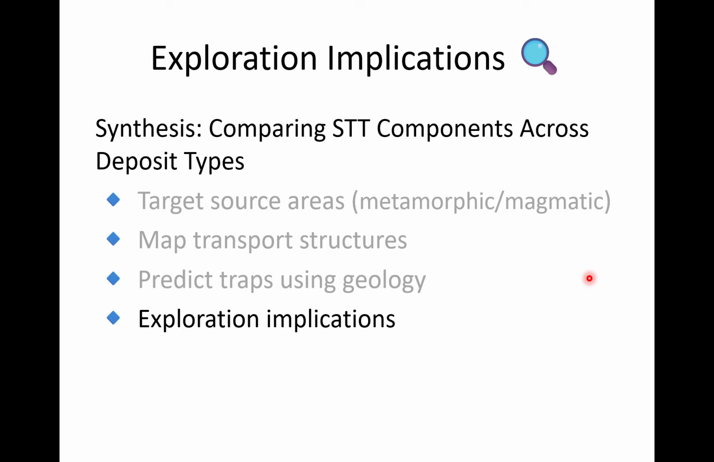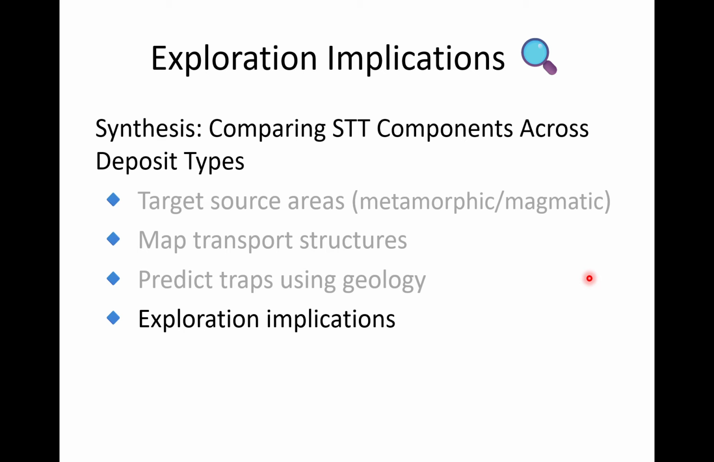So for source, transport, and traps, we have these differences. Understanding these differences is crucial for exploration. Talking about the orogenic belt, one might seek structural intersections in greenschist terrains where metamorphic fluids focus, whereas in epithermal exploration, one might seek evidence of shallow surface boiling, for example, breccias above the intrusions.